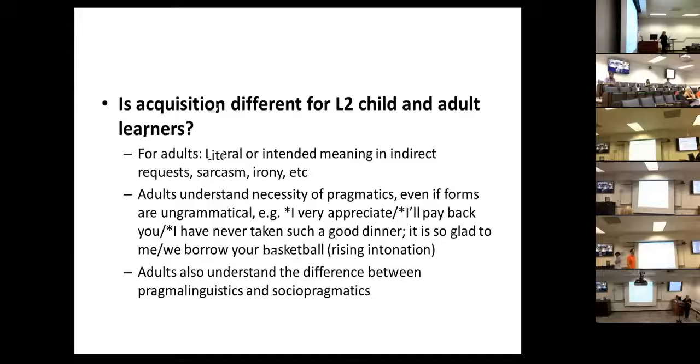Adults understand that there is a pragmatic system because they already have one. They might not understand what the differences are between their language and the new language they're learning, but they certainly understand that you need it. So this is where you'll get, for example, lower level learners who don't have the pragmalinguistic knowledge that they need to be perfect, but they understand the socio-pragmatic need.